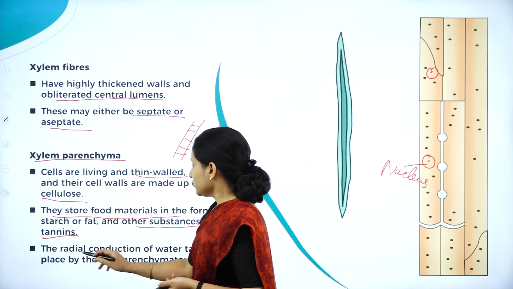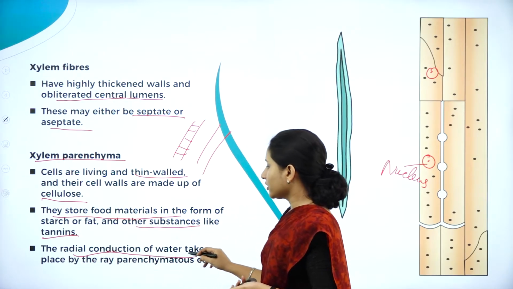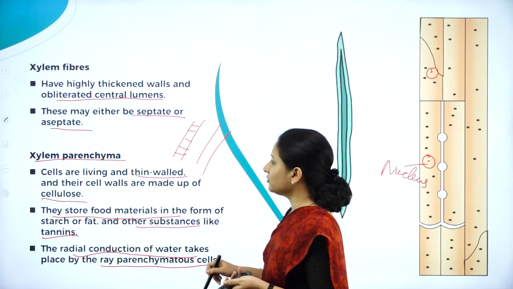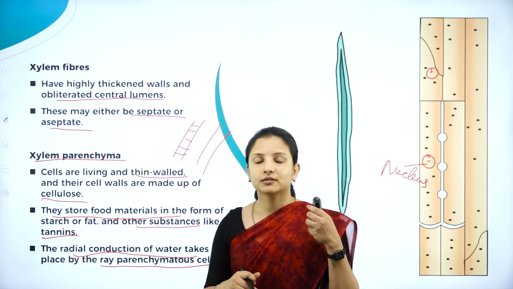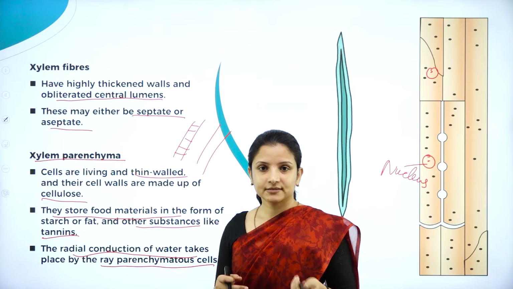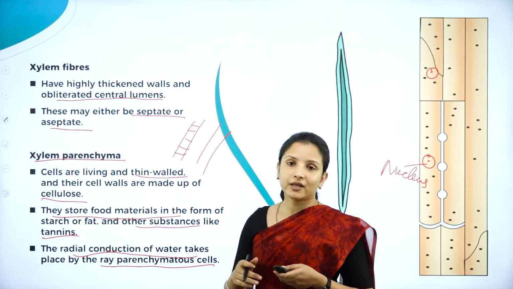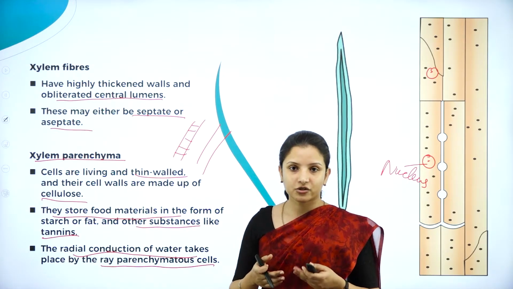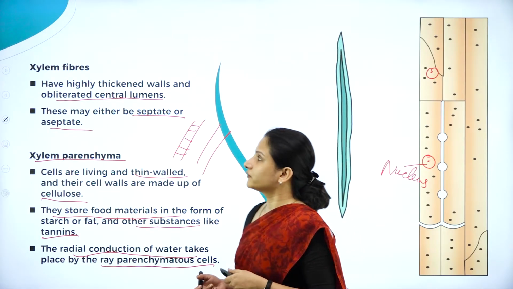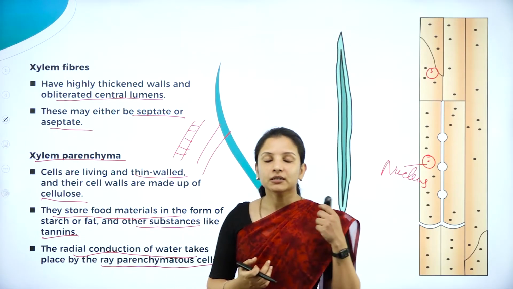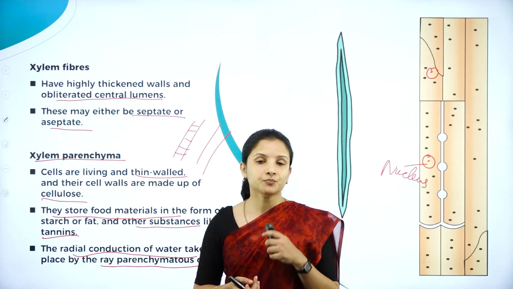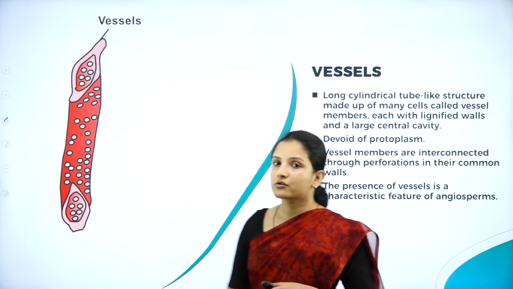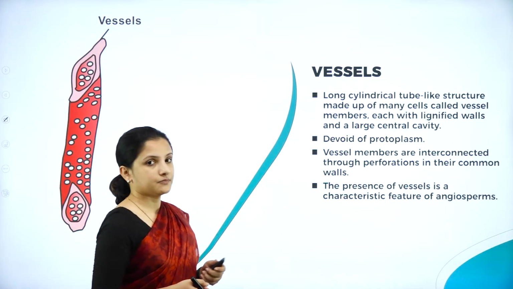And also they help in the conduction of water that takes place by the ray parenchymatous cells. So it is also one of the water conducting cells. So in xylem, the tracheids as well as the xylem parenchyma help in the conduction of water. So these are some of the important characteristics of the different elements that are present in the xylem, which is a water conducting tissue. So next, moving on to the vessels.